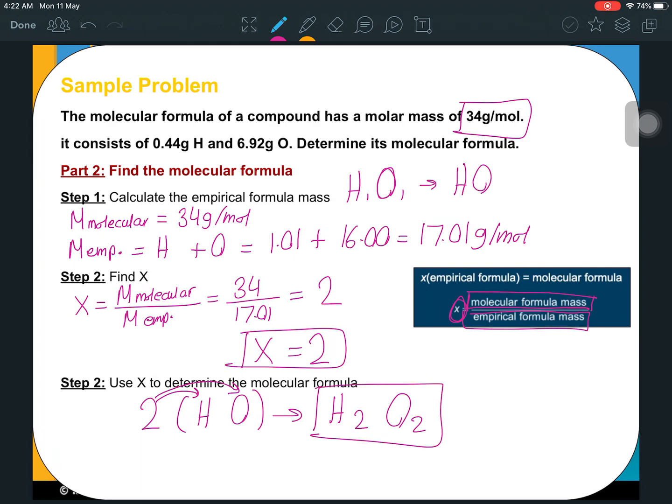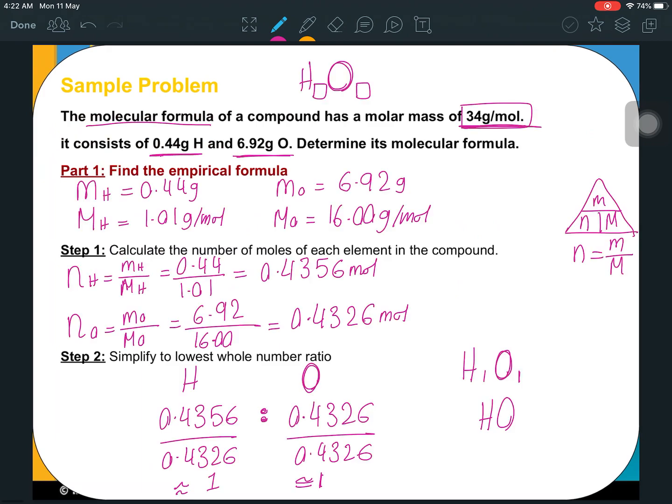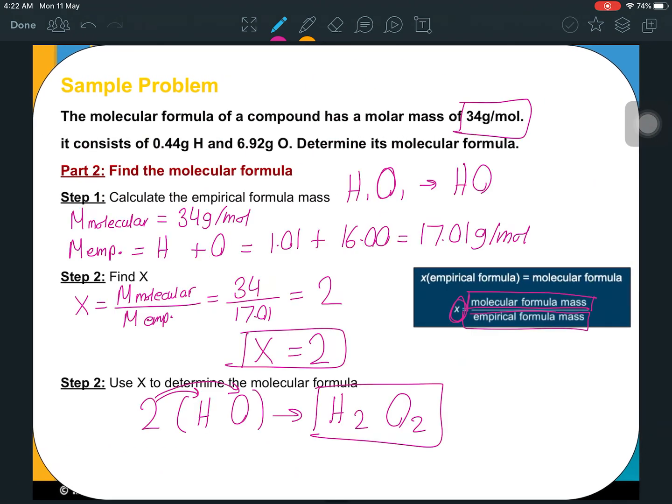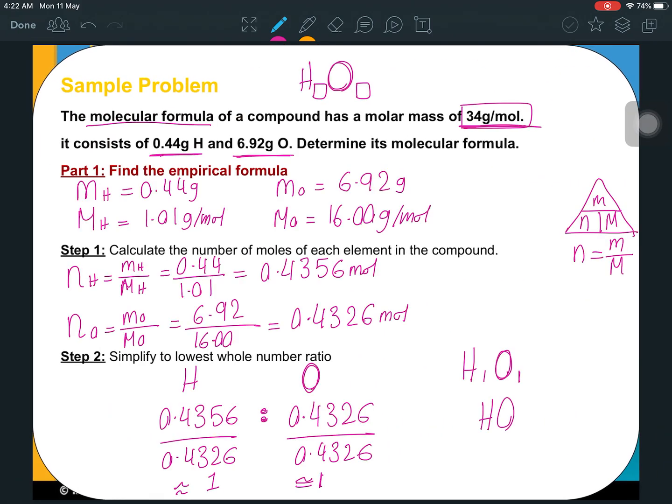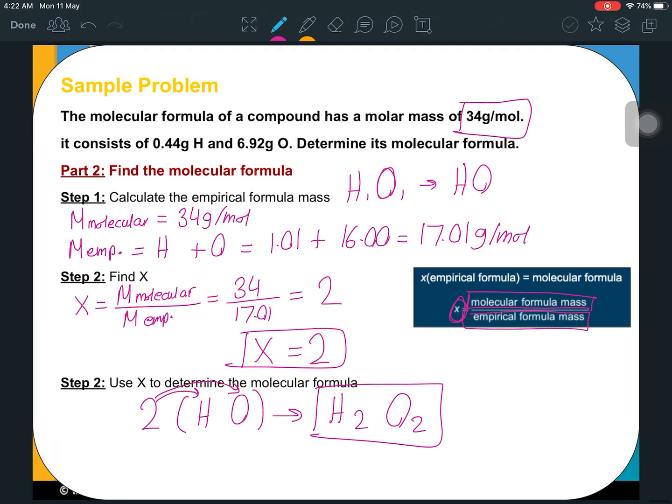It's a long process, but it is nothing new. You've learned all of this. You know how to find an empirical formula, and you know how to find a molecular formula. So basically the first thing you need to do is find the empirical formula, and then you use the empirical formula that you found to find the molecular formula.